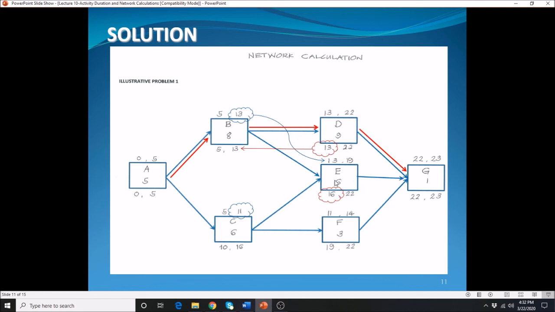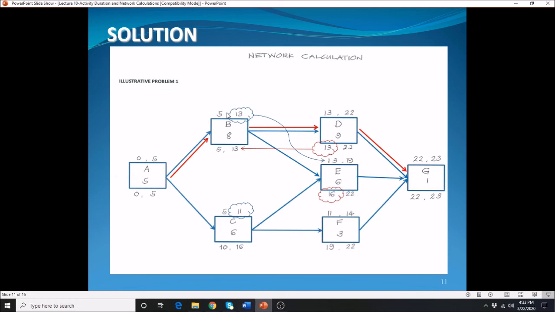One thing that I want you to notice is that in a given activity, if both the numbers at the top and at the bottom are the same, then that is a critical activity. So take a look at the diagram. Activity A has both the top and the bottom the same. That means activity A is critical. Activity C, they don't have the same numbers at the top and the bottom. That is not a critical activity.